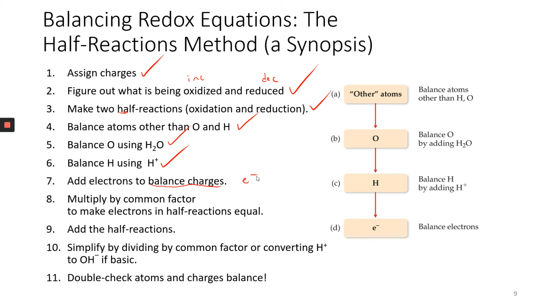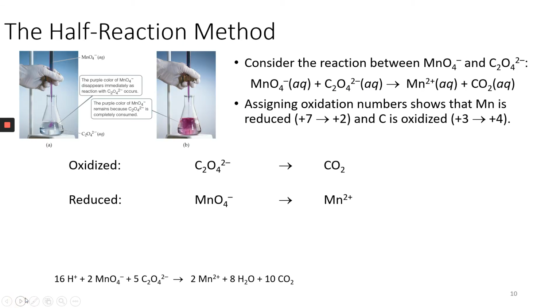Then you need your electrons to cancel out on both sides, so you might have to multiply. Then you add your two half reactions back together, and if you can, simplify stuff. So let's go over this in an example. So here's our reaction. MnO4- plus C2O4 2- yields Mn2+ plus CO2.